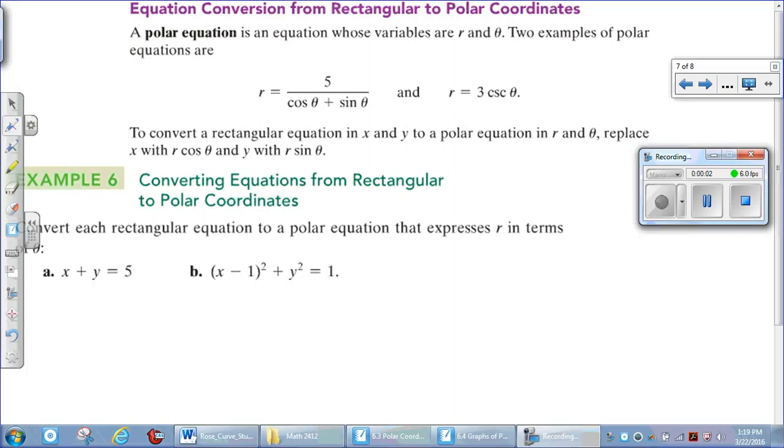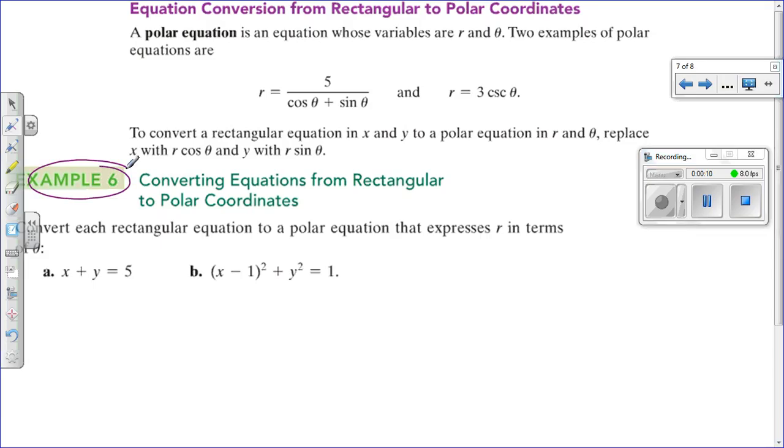Today we'll cover part 2 of section 6.3. Where we left off was on example 6. Previous to that, we learned how to convert from polar coordinates to rectangular coordinates and vice versa, so from rectangular to polar.